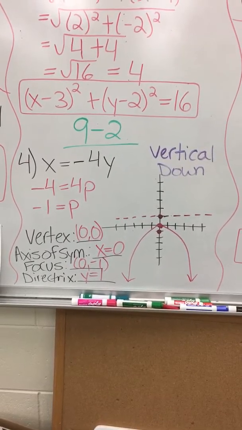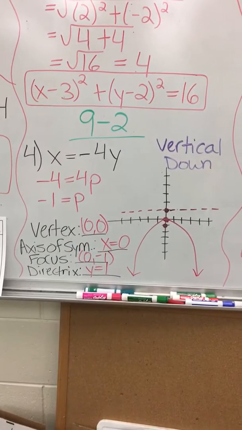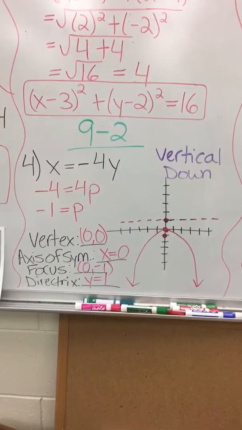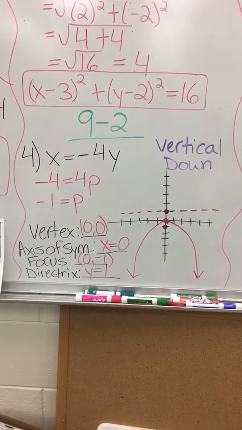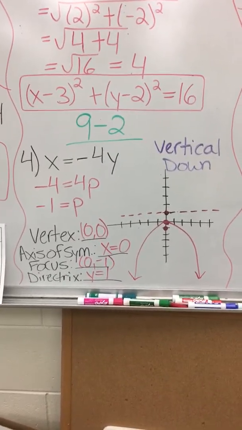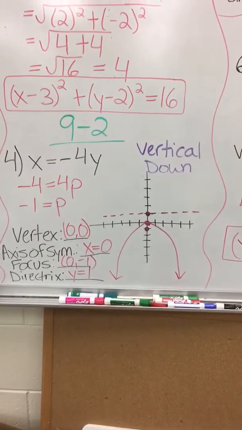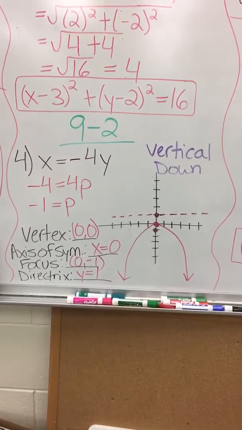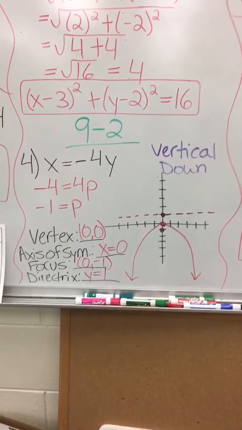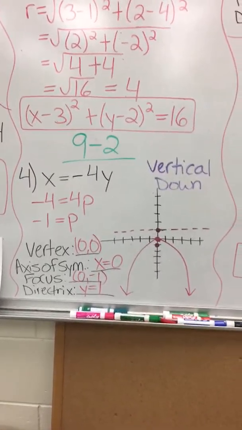You take that -4 and set it equal to 4p. Remember, it's always 4p. Then you divide both by 4, and you get your p of -1. Since we do not have a number after the x or a number after the y in the equation, your vertex is automatically at (0, 0), which means your axis of symmetry is at x equals 0 as well. Your focus, since we figured out that p is -1, is at (0, -1).